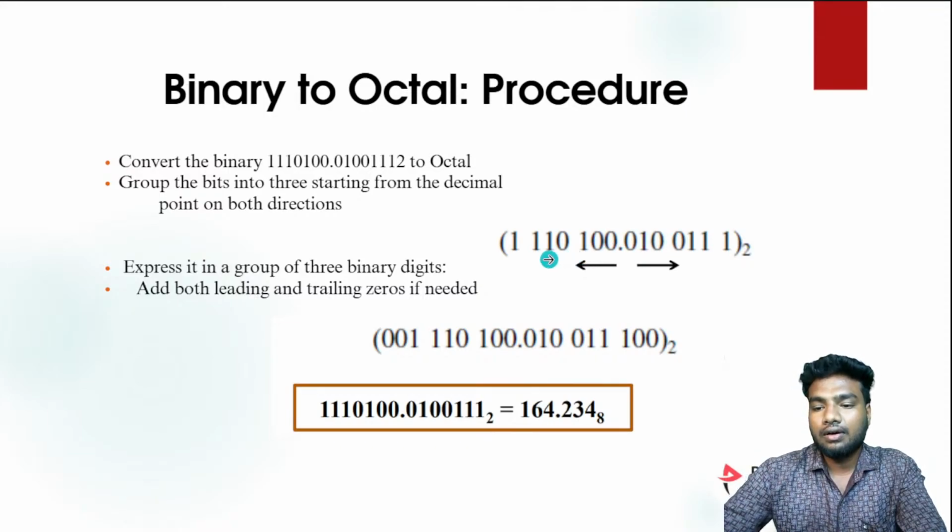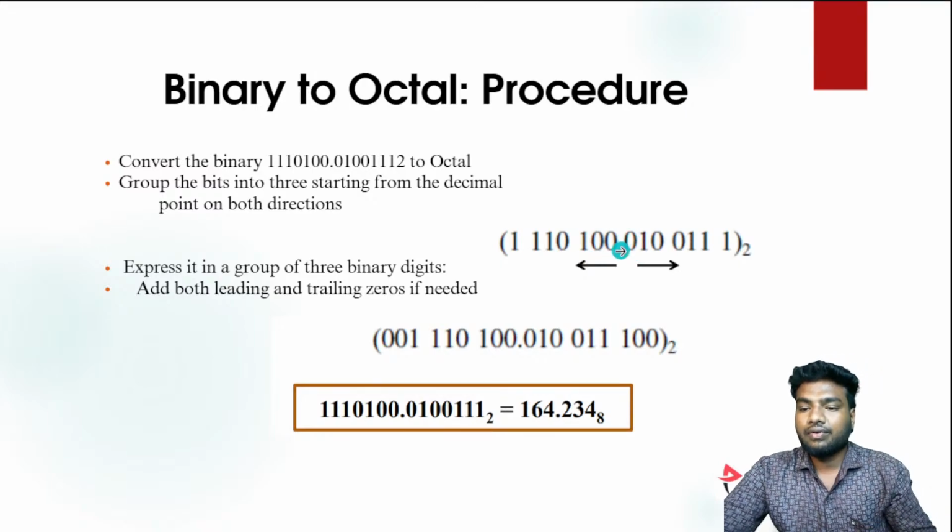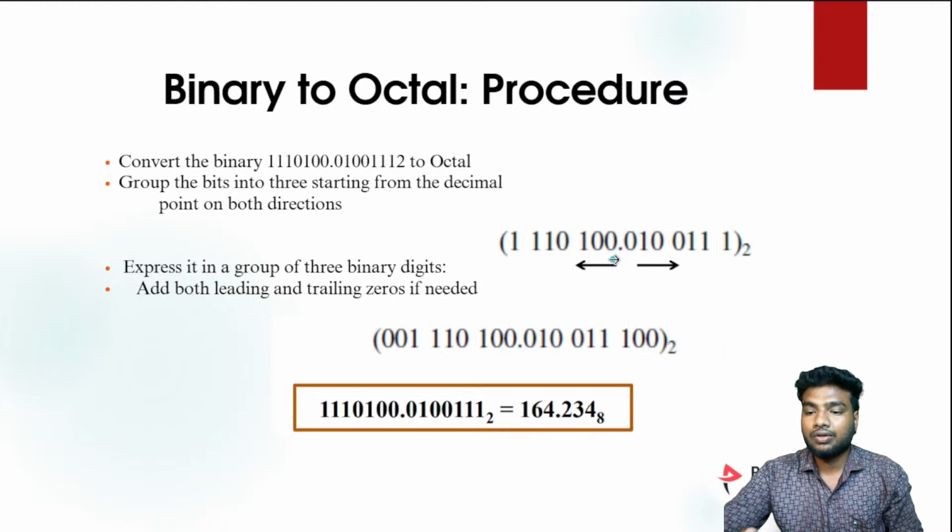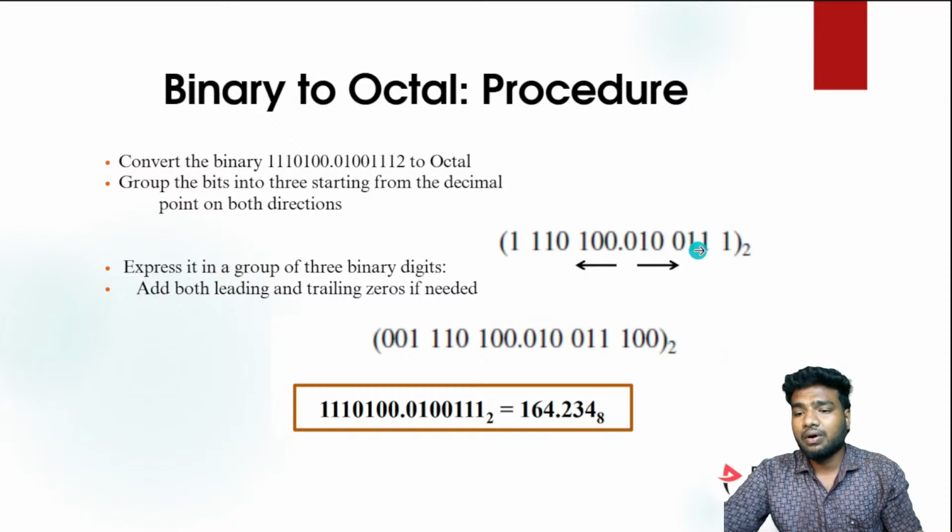Then just group it by 3 bits from the LSB side. For the integer part we have to go from right to left, in this direction. For the fraction part we have to go from left to right, in this direction. So this is one rule.